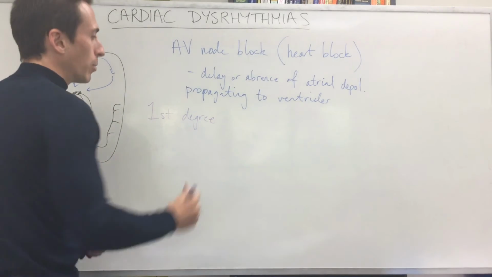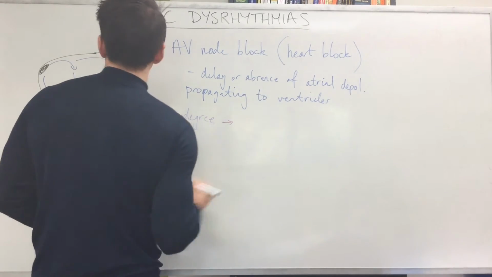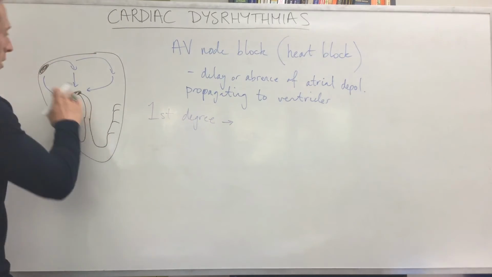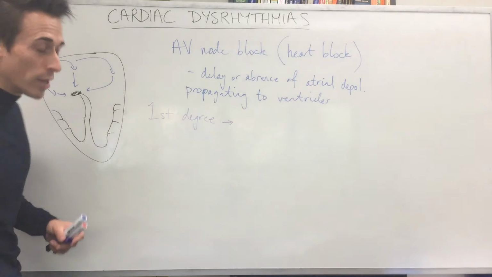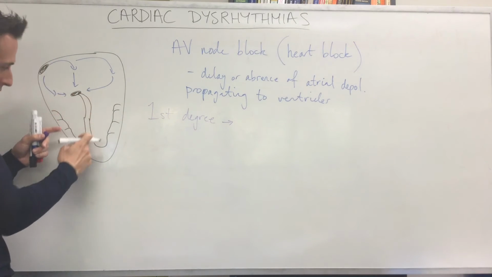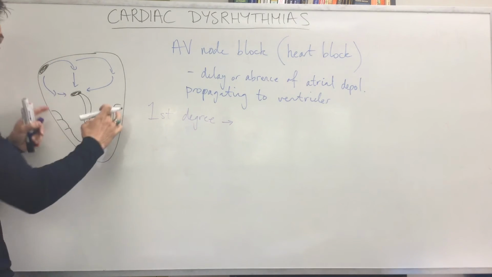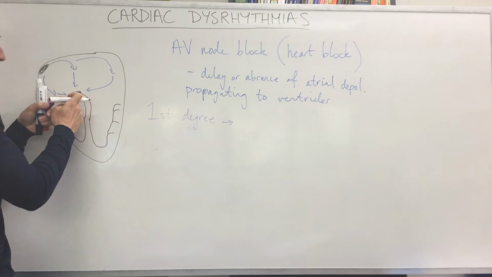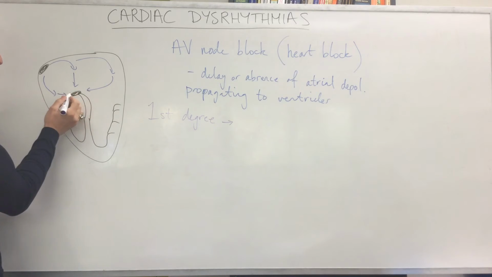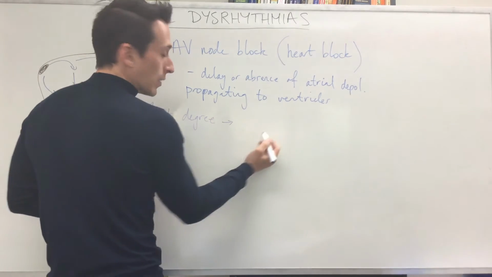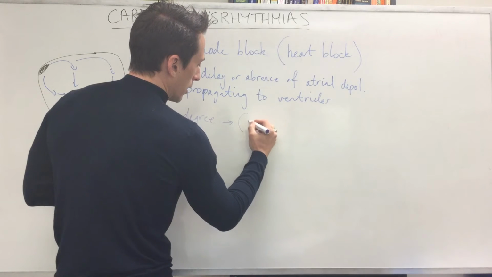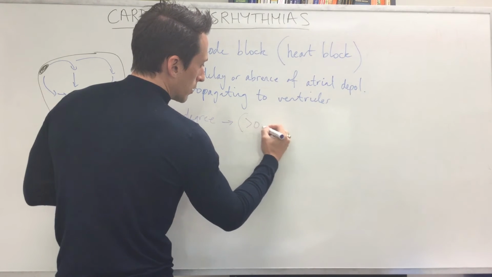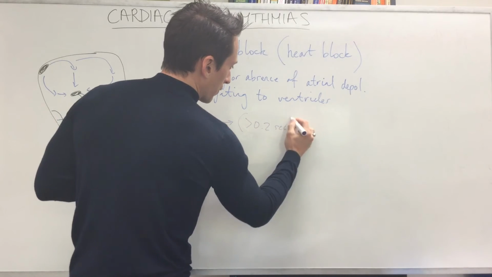First degree heart block is basically this. There is a delay in which this P wave, because you know that this atrial depolarization is the P wave, which then moves to this ventricular depolarization, the QRS complex. The P wave is delayed. You know that the normal delay happening at the AV node is 0.2 seconds. In actual fact, in first degree heart block, it's greater than 0.2 seconds.